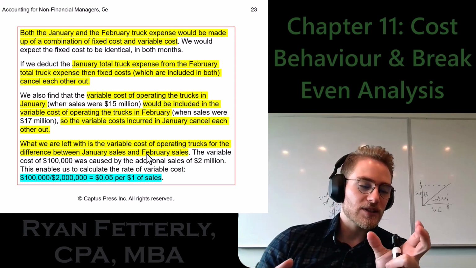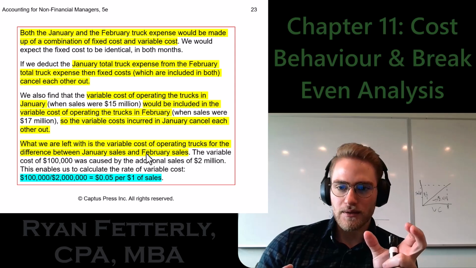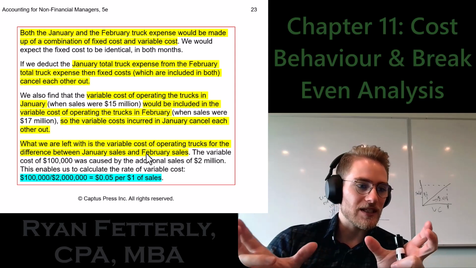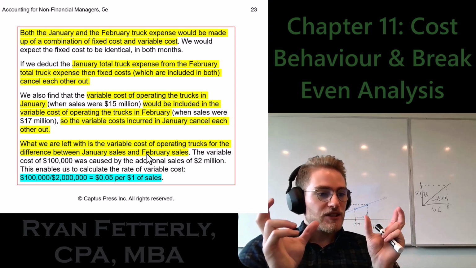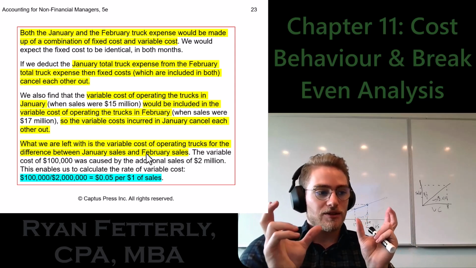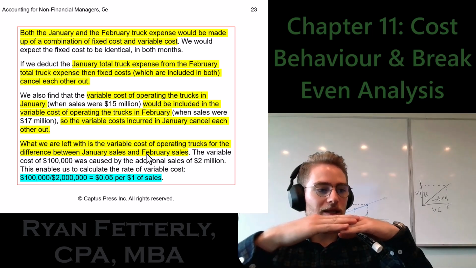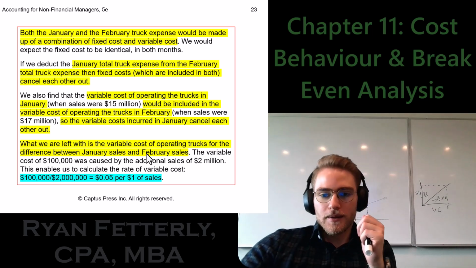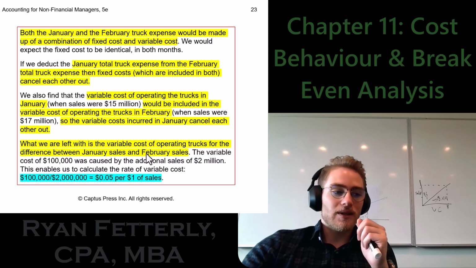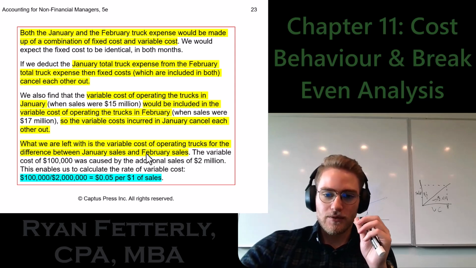If you go January fixed costs minus February fixed costs, the fixed costs don't change between those two months. They're the exact same. So if I subtract them, the fixed portion is going to completely wipe itself out. And then what it should leave us with is the variable change between the two.